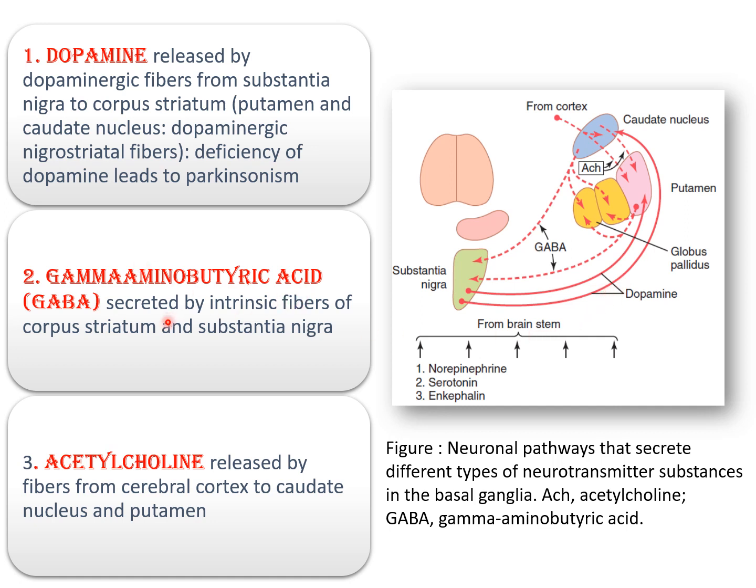Then GABA, gamma aminobutyric acid, is secreted by intrinsic fibers of the corpus striatum and substantia nigra. Then acetylcholine is released by fibers from the cerebral cortex to the caudate nucleus and putamen.